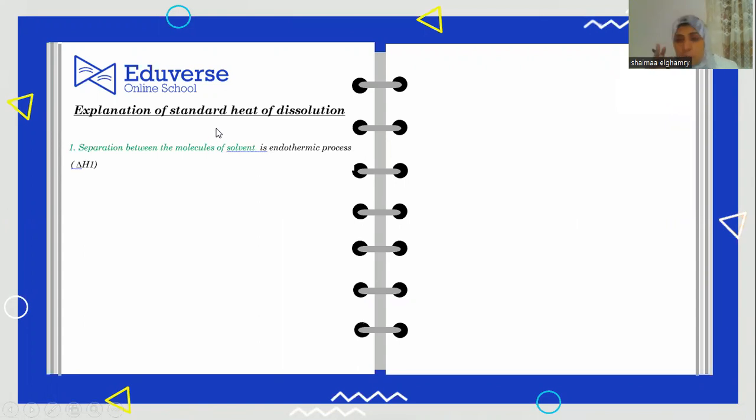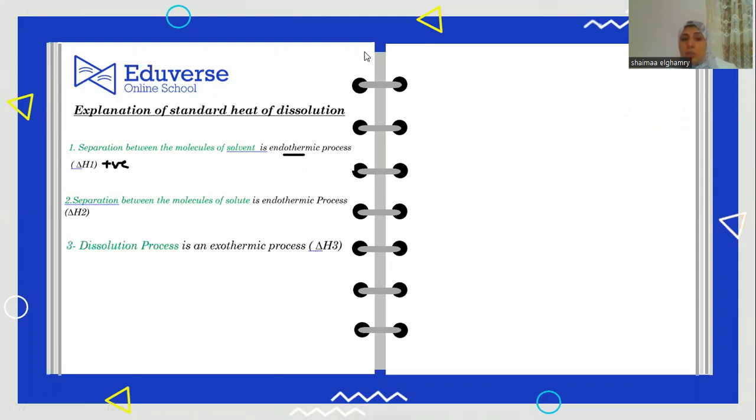The dissolution process takes place in 3 steps. The first step is separation between the molecules of solvent, in which delta H has a positive value. It's an endothermic process, so delta H1 will be positive. The second step, separation, but also between what? Solute particles. So separation between molecules of solute, an endothermic process. Delta H2 will also have a positive value.